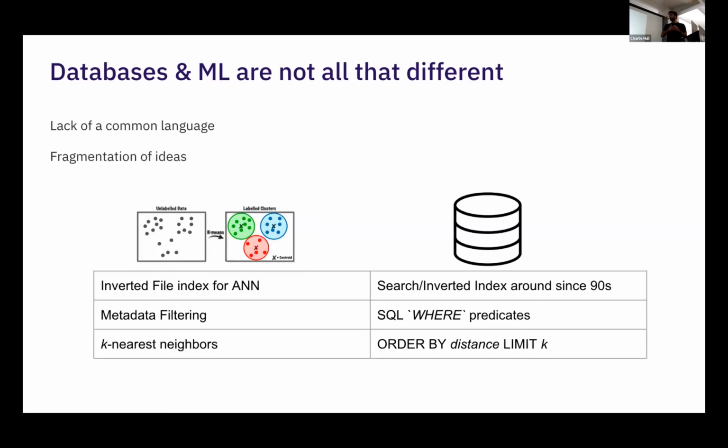So inverted file index, which we'll get to, is one of the techniques to allow approximate nearest neighbor search. That's similar to an inverted index, which we talked about. Similarly, metadata filtering, that's just a SQL where clause. Or k nearest neighbors, that's just an order by distance limit k, where distance could be the Euclidean distance, or inner dot product, cosine similarity, whatever it is that you want to measure distances between your vectors based on.